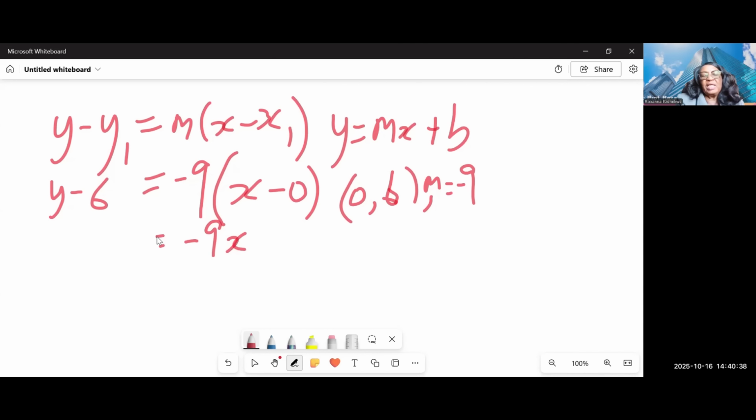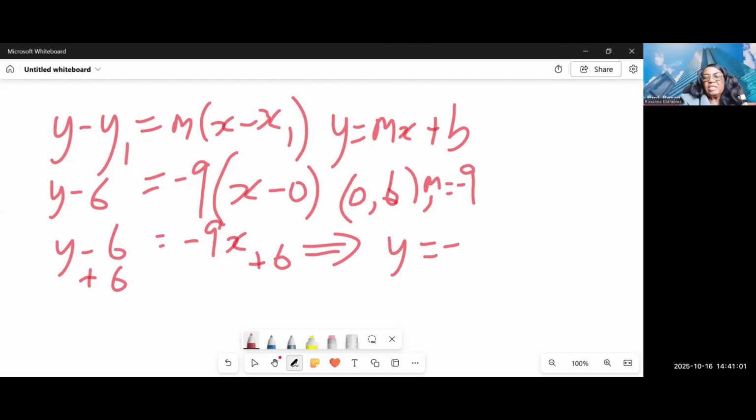Negative 9 multiplied by 0 is 0. On the left-hand side, I have y minus 6. Then I want to add 6 on both sides, so I'm adding the opposite of this, so I can get the equation in slope-intercept form. So this implies that y is equal to negative 9x plus 6. So I got the equation in slope-intercept form.